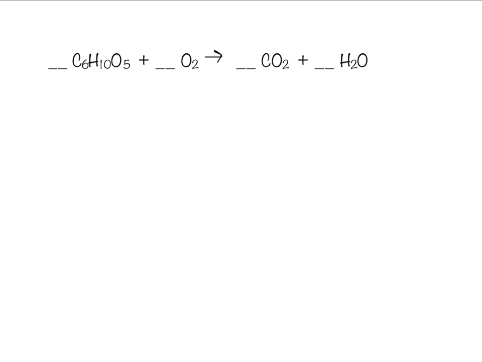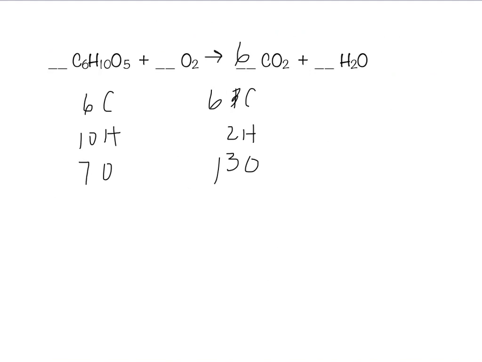So if we're going to balance this, let's do the atom inventory. There are 6 carbons, there are 10 hydrogens, and there are 5 plus 2, there are 7 oxygens. On the product side, 1 carbon, 2 hydrogens, and 3 oxygens. If I put a coefficient of 6 here, that's going to make 6 carbons, 12, 2 times 6 is 12, plus that 1, I now have 13 oxygens. Let's look at the hydrogen. I have 10 and I have 2.